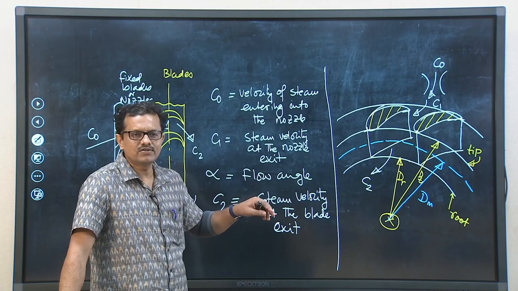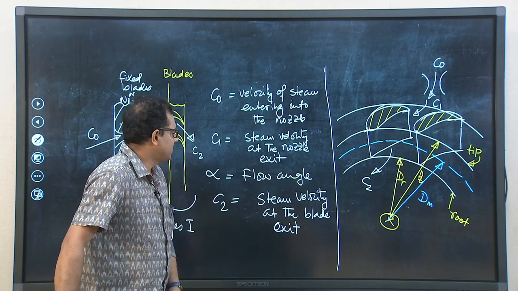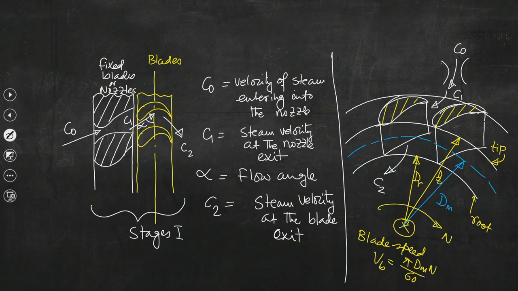So to calculate the velocity of the blade, we have marked here the mean diameter, and the blade speed VB is calculated by dm n by 60, where n is the RPM, and this is basically the blade height. So this is HB. HB is equal to blade height.